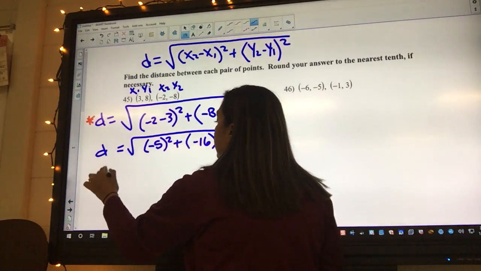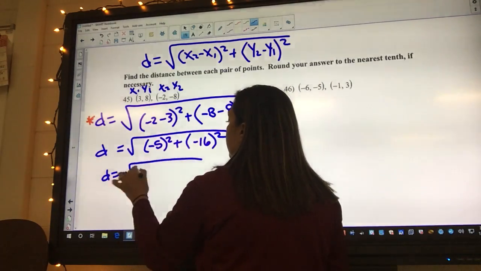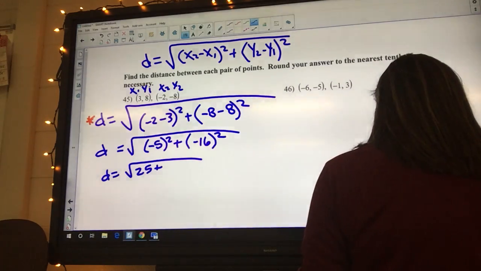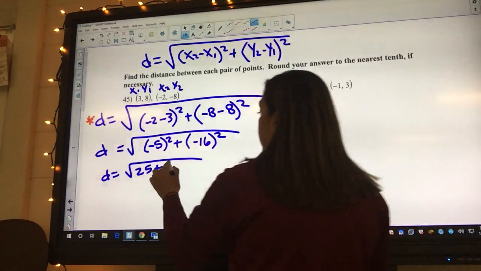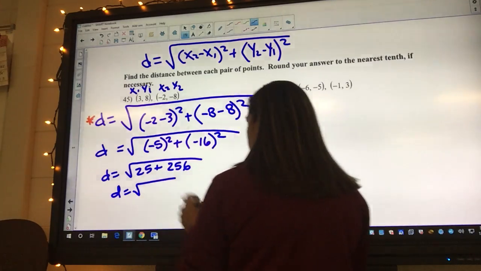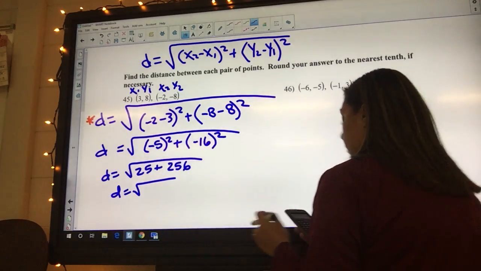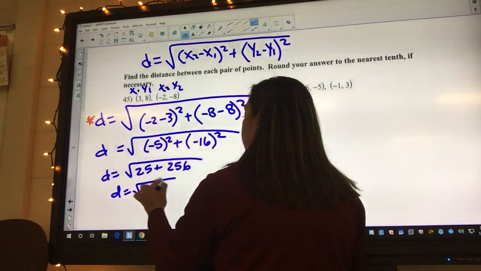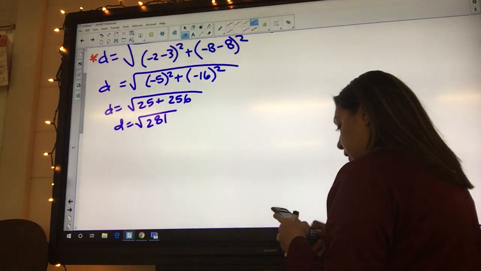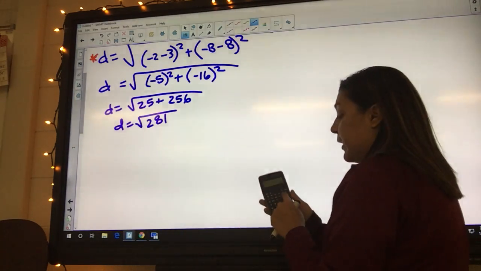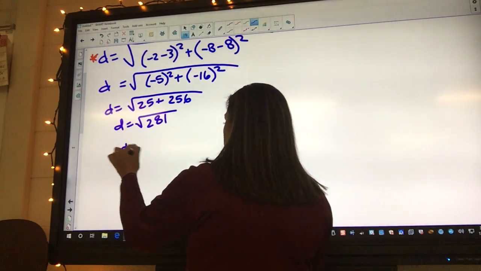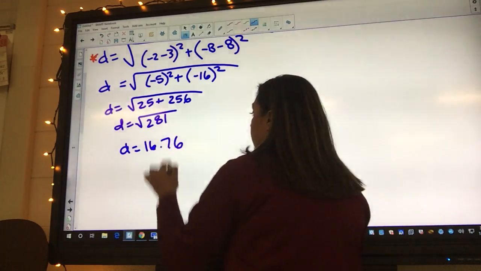So you got d equals, well, 5 squared is going to be 25 plus 16 squared is going to be 256. Okay, and then we can add those. So you get 281. And then on our calculator, we type in the square root of 281, and you got to hit that SD button. Okay, and it's going to give you d equals 16.76.